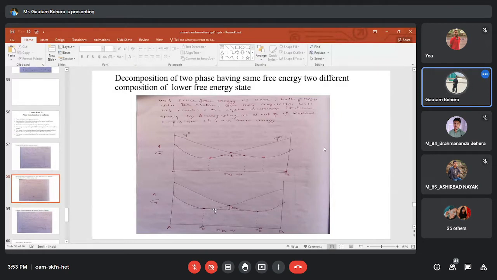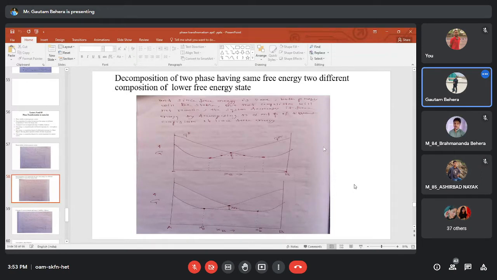So this composition will not remain the same. It will be transforming into a new composition. This is the new composition of alpha, this is the new composition of beta. Why is there this composition change? Because they want to reduce the free energy. They want to acquire stability. I think up to this you have understood.